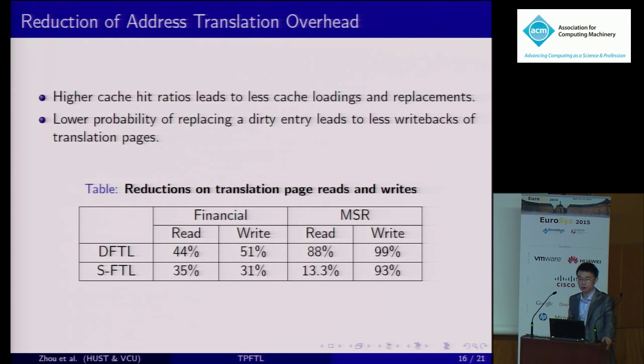Higher cache hit ratios lead to fewer loadings and replacements. A lower probability of replacing a dirty entry leads to fewer writebacks of translation pages. So TPFTL achieves reductions on translation page reads and writes, and this table shows the results. The reason why the reductions on page reads are much smaller than the reductions on page writes compared to SFTL is because the replacement unit of SFTL is an entire translation page. So when writing back the translation page, SFTL does not need to read the page first.